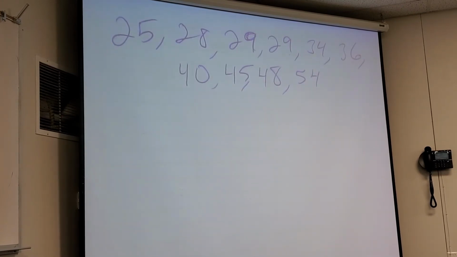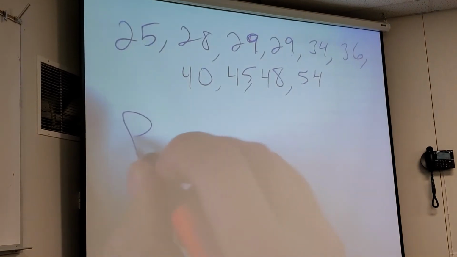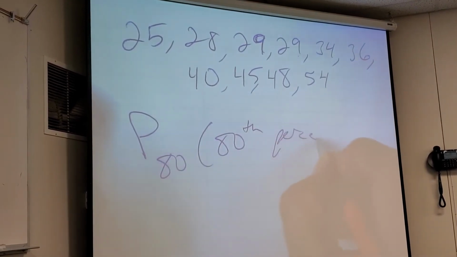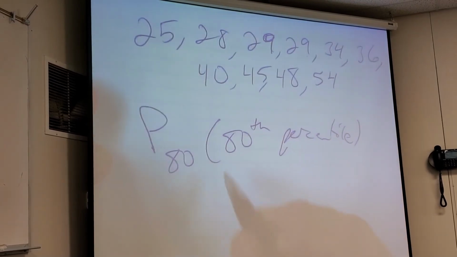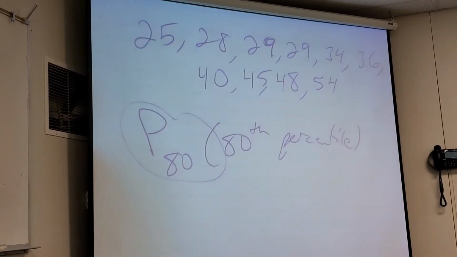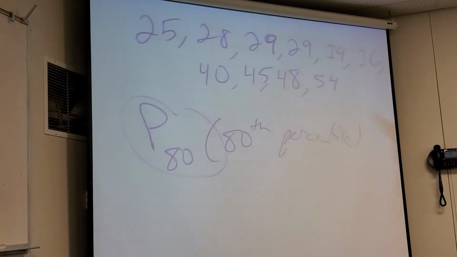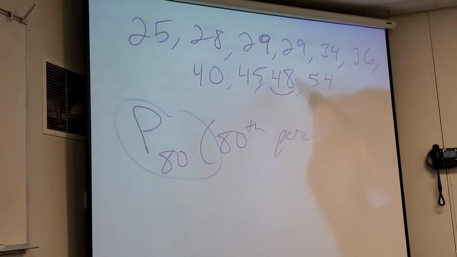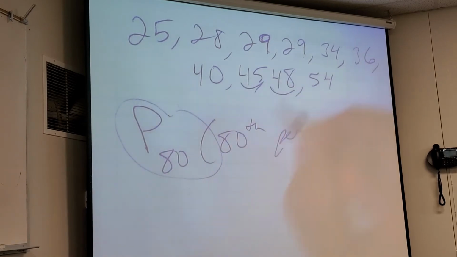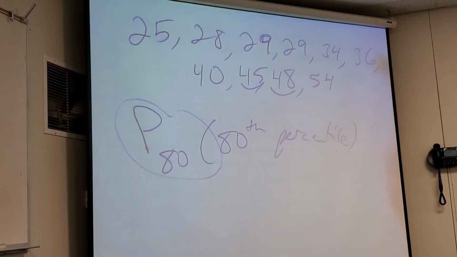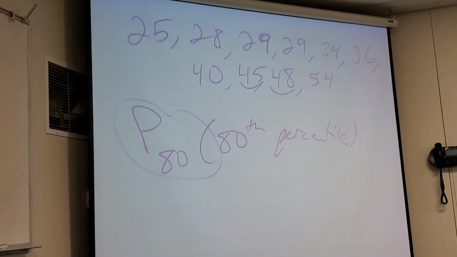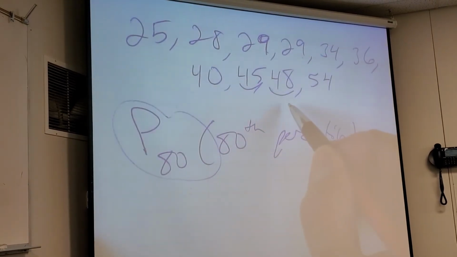48. All right, I got a guess of 48. So we're trying to find what's called the 80th percentile. That's the symbol for it. Right? P80 is the symbol for 80th percentile. So I got a guess for 48. Why do you say 48? I'm at 45. I got a guess for 45. Why do you say 45? It's the 8th number. Okay. I didn't say it was right. Anybody think it's 48?